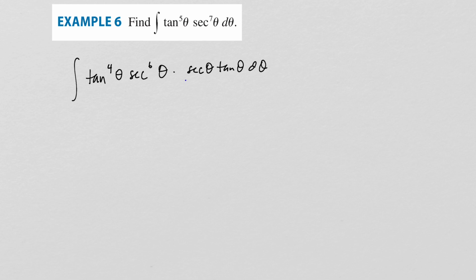Now, why am I doing this? Well, it's because I want this to be du. But you know, the only way du can be secant theta tangent theta d theta, the only way that can happen is if u is equal to secant, right? Because the derivative of secant is secant tangent. So, if this is going to be our du, u has to be secant, so this is perfect. We have basically u to the 6th power here, but then the big question is, what do we do with these?